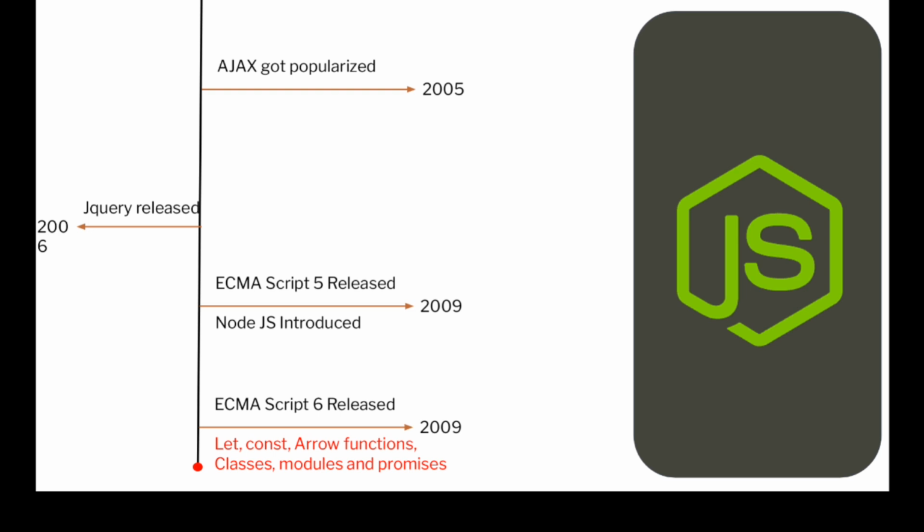By the start of 2000, AJAX started getting released, and by 2005 AJAX got popularized. So what is AJAX? It is Asynchronous JavaScript and XML. It is a technology that allows a part of a web page to be reloaded without loading the entire page again. This is a quicker way of loading web pages. Then in 2006 jQuery was released, in 2009 ECMAScript 5 was released, and at the same time Node.js was introduced, and people started using JavaScript on the server side also.